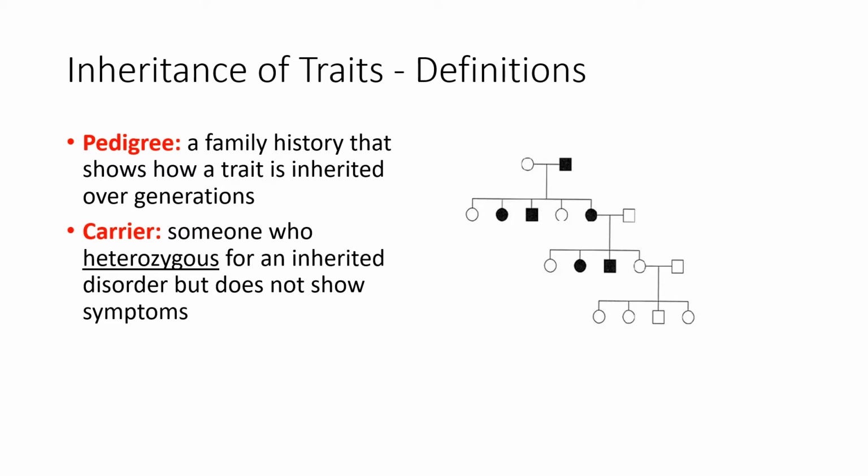Another important definition is the term carrier. So a carrier is somebody who is heterozygous for a given trait. That means they have both a dominant and a recessive allele, or recessive copy, dominant copy of the same trait. Even though they have the allele for it, you still do not show symptoms. The problem is that a carrier can pass on the gene, pass on the trait to the next generation.